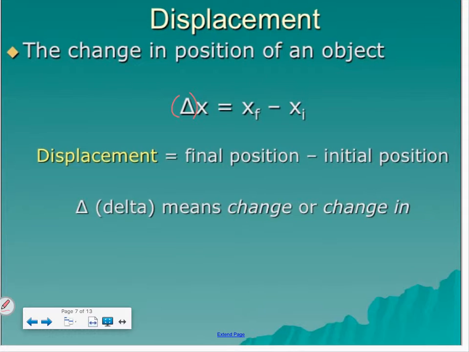Change, or change in, which means that if I had a delta symbol, then anything that follows it, for example, if I had delta smiley face, how could I expand out delta smiley face? Good. So smiley face final minus smiley face initial. It doesn't matter what follows the delta symbol. It's always going to break it up and tell you what the difference is. So final minus initial.